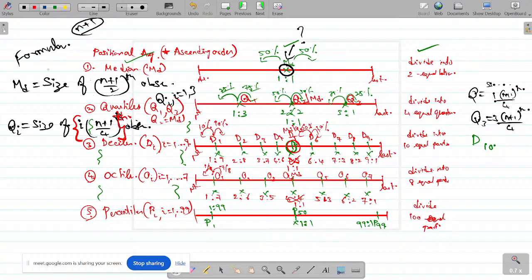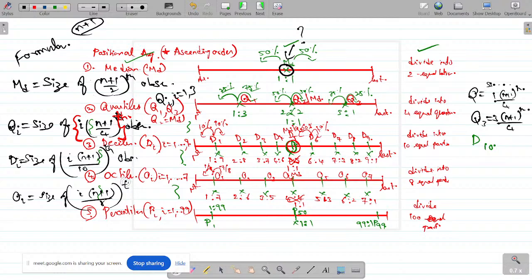Is it okay? Likewise, we go for deciles. Can you help me out? What would be the deciles? Di is size of i into (n plus 1) by 10th observation. Is it okay? Likewise, octiles: size of i into (n plus 1) by 8th observation. You find this value, then go for locating the observation. Then percentile Pi is equal to size of i into (n plus 1) by 100th observation. Is it okay?